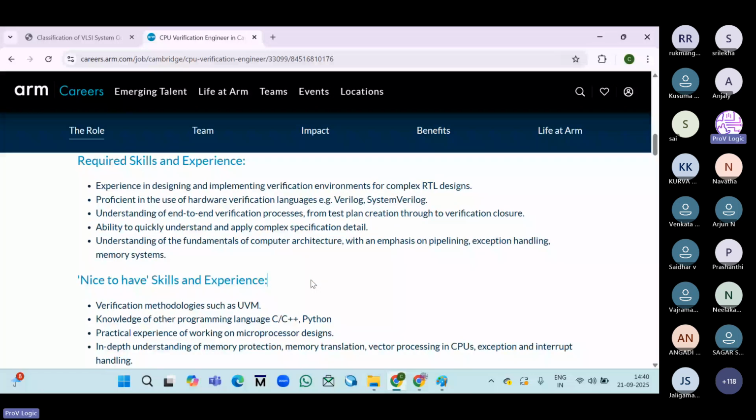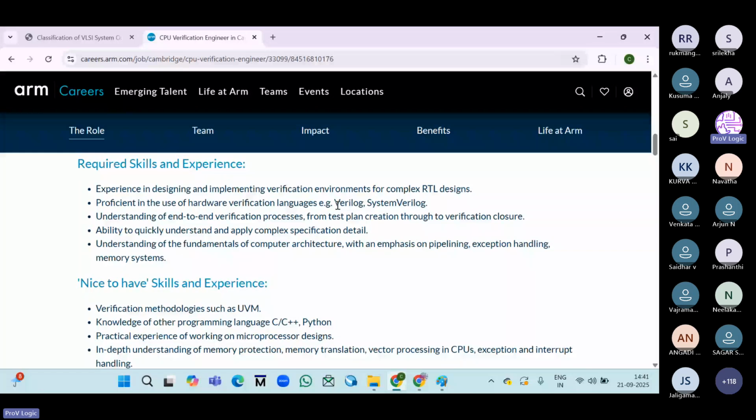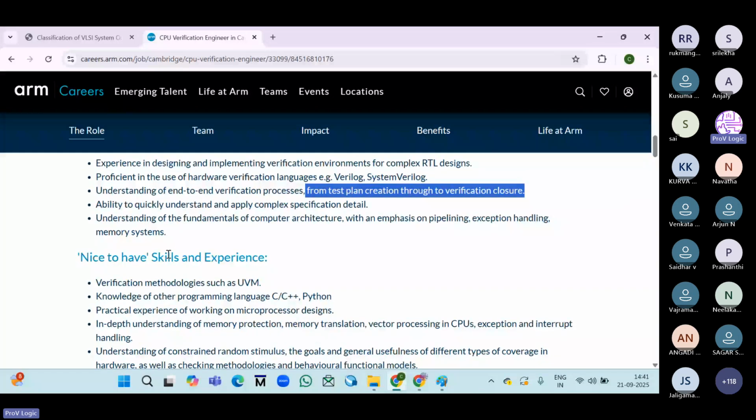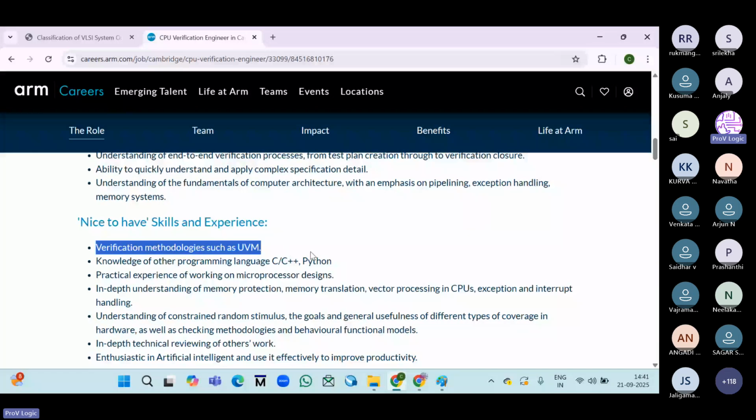Wait, see here, required skills for experience: Verilog, SystemVerilog, RTL design, and test plan. Creating test plans and test cases is a must for verification engineers. If you don't get proper at creating the test plan and test cases, then it's not very easy to crack the interview. Verification means creating the tests, test cases, and test plan to do the functional verification. So that is most important. And also UVM is very important for verification, and C++. These are all a must.